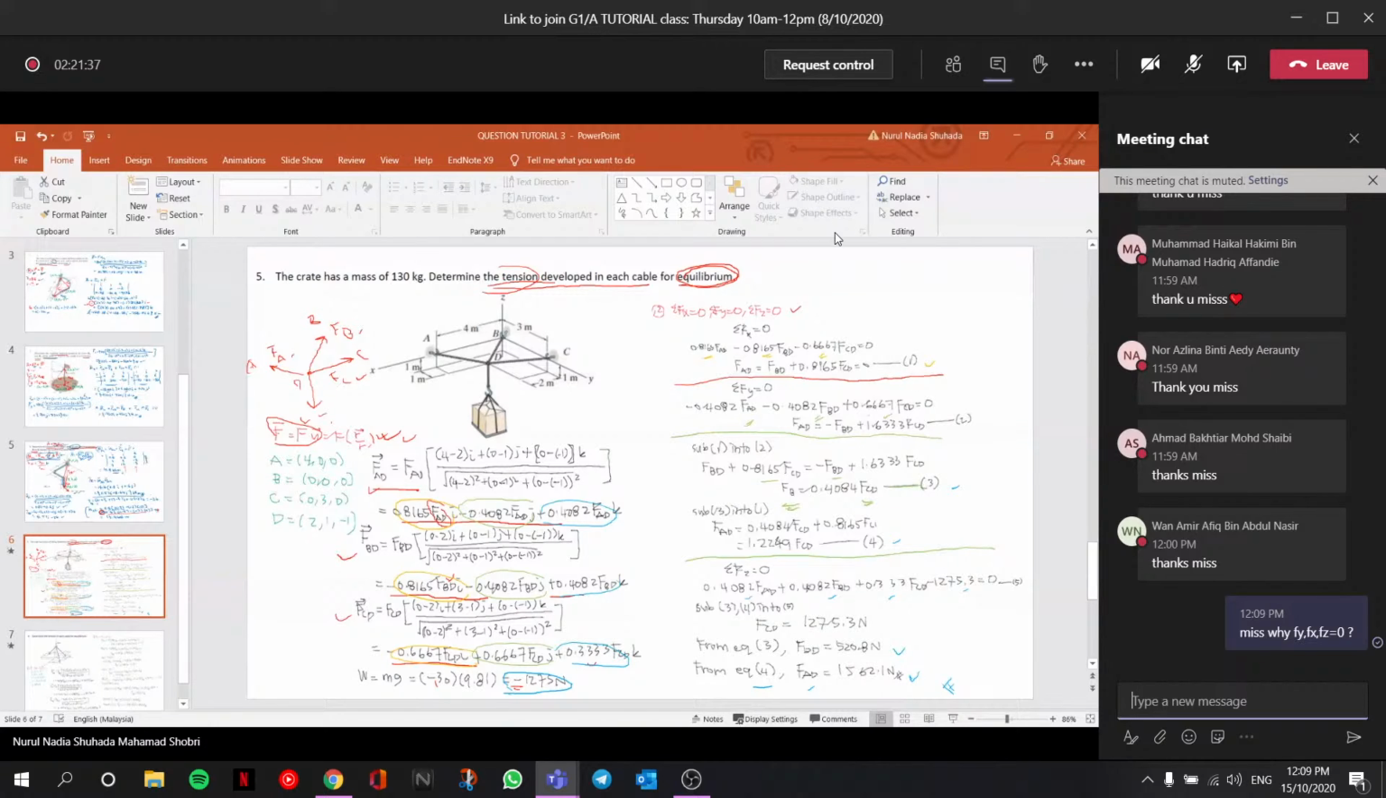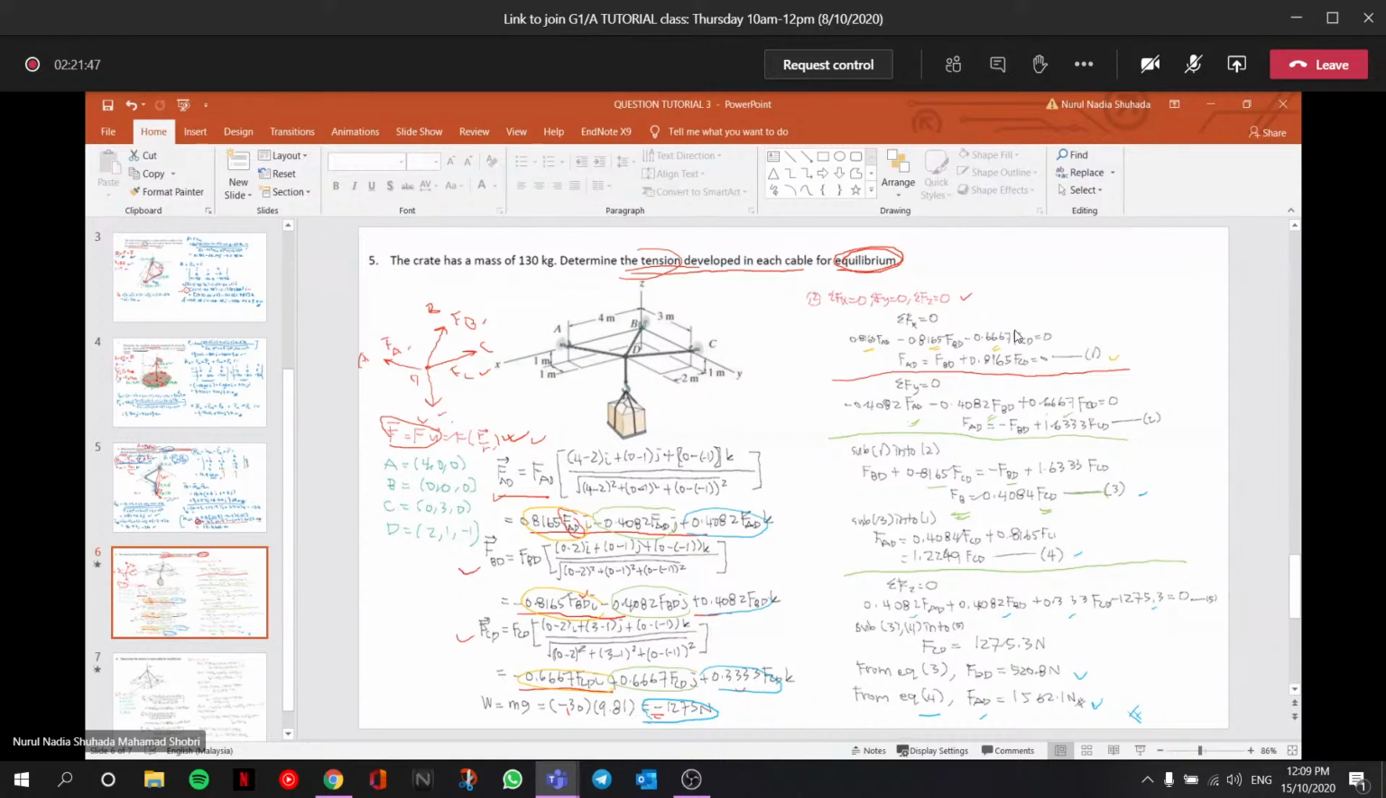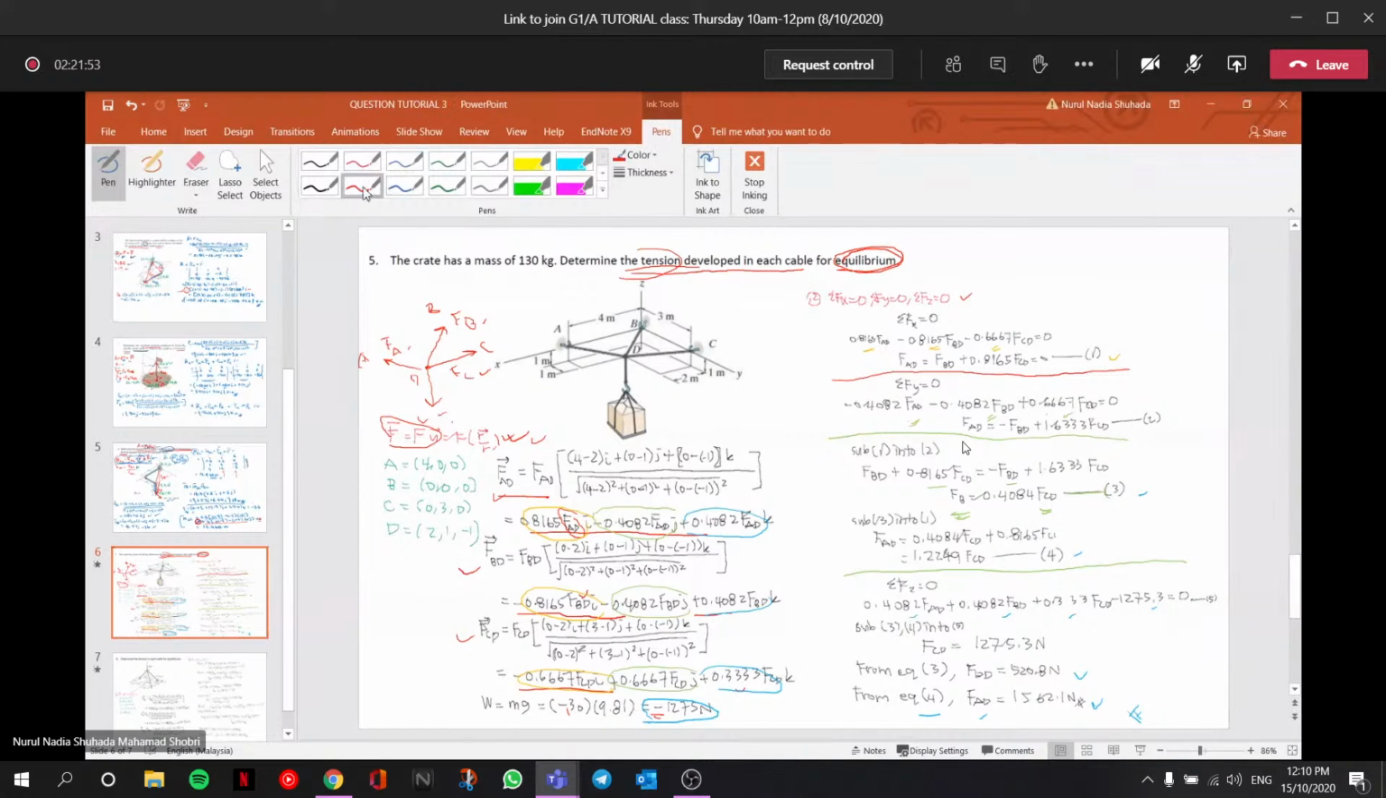Why sum Fx, Fy, Fz equal to 0? Basically, you can get this from the question, because it says determine the tension developed in each cable for equilibrium. So when you find this word equilibrium in the question, it directly means sum Fx equal to 0, sum Fy equal to 0, sum Fz equal to 0.